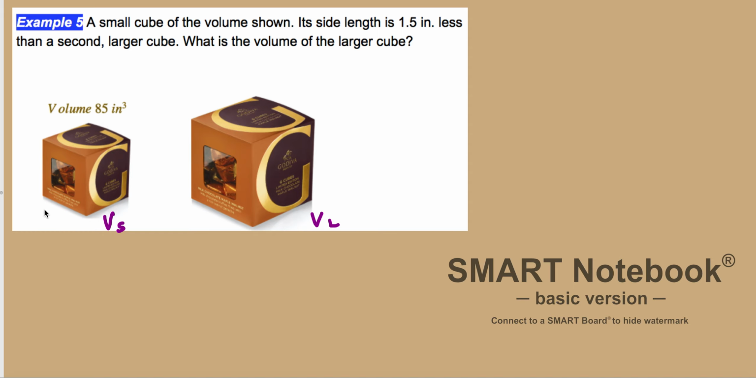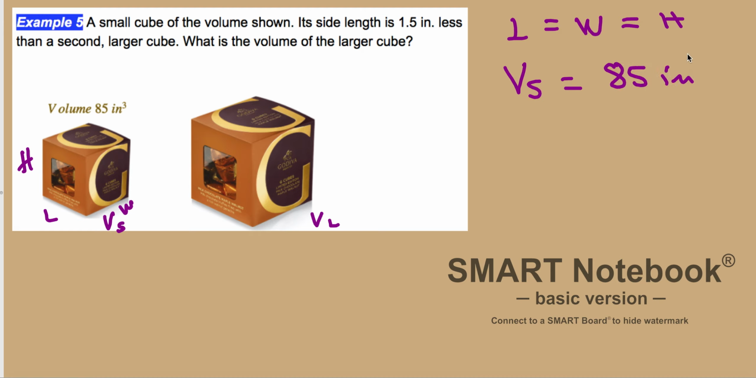As we know here, you see L, let's say this is the height and this is the width. All of them are equal, so the cube has all sides equal. In this case, Vs, the volume of the smaller cube, is equal to 85 cubic inches.